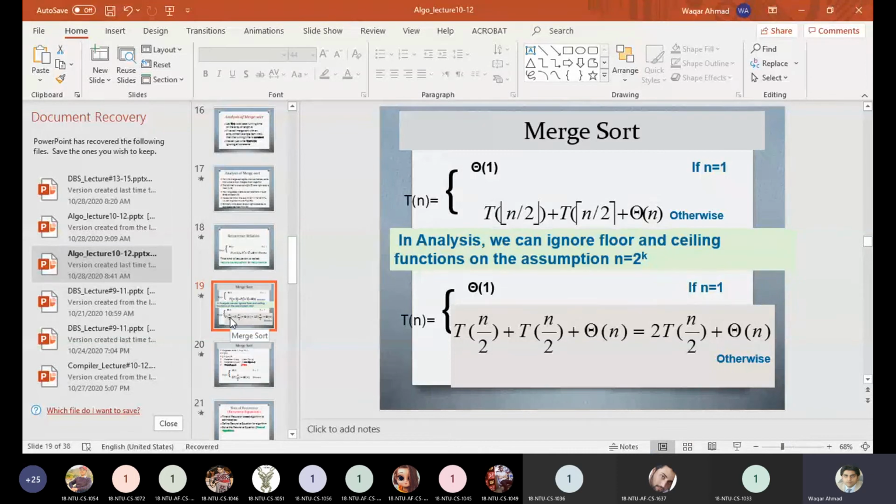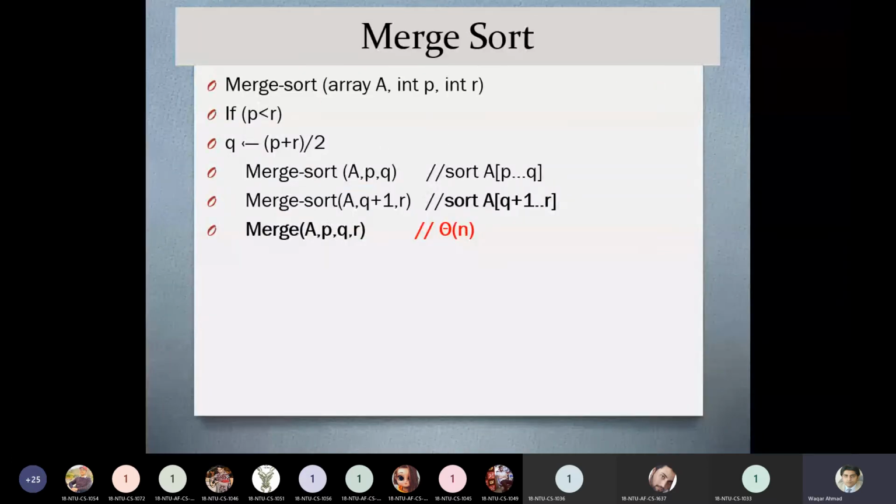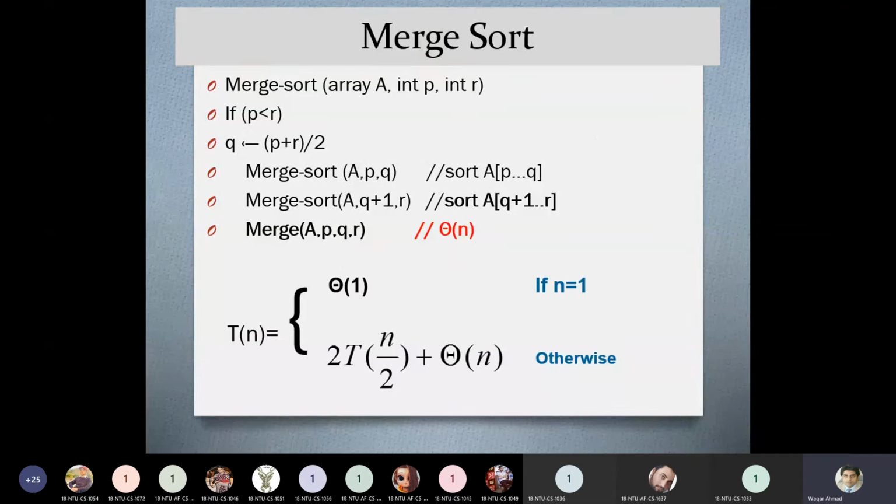Just if I can review what we have done, we have an algorithm of merge sort, and we have converted this algorithm into an equation. This type of equation is known as a recursive equation or recursive relation. This is the algorithm, and now this algorithm is converted into this equation.